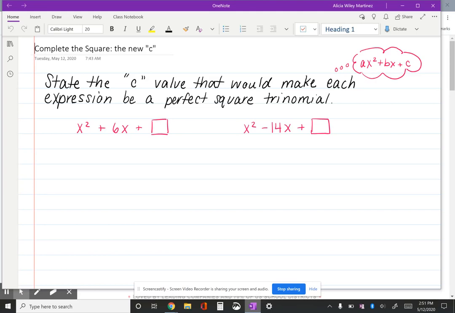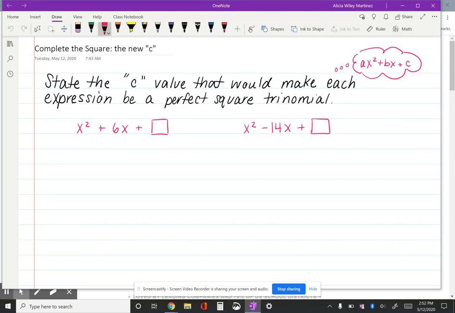Hello everybody, today I'm going to do a quick overview of what it means to complete the square. To begin, I have two problems down here that we're going to look at, remembering the idea that a quadratic in standard form is ax squared plus bx plus c. The directions say state the c value that would make each expression be a perfect square trinomial. Remember, a perfect square trinomial is a trinomial where the first and last terms are perfect squares. So pause this video and think about what your answers could be for each one of these.